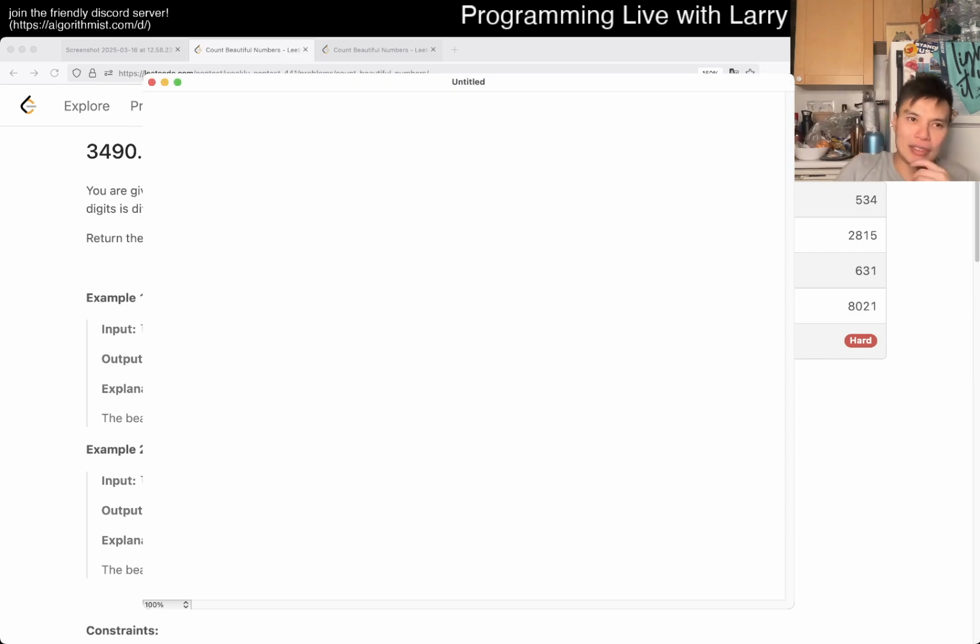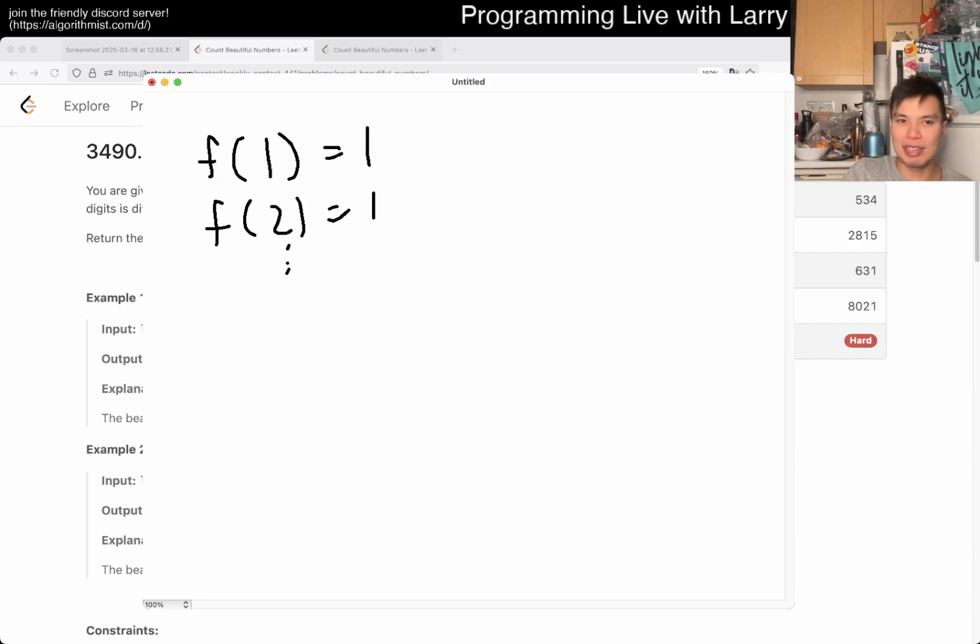So the way I think about this is that you have these binary things, in terms of whether a number is a beautiful number or not. For example, you may think of it as some function f. Is 1 a beautiful number? Yes, so it returns 1. f of 2 is equal to 1, dot dot dot, and maybe f of 11 is equal to 0 because it's not.